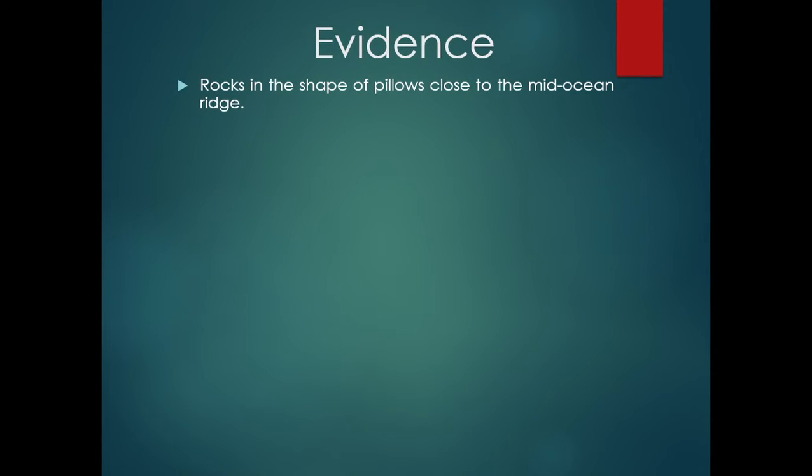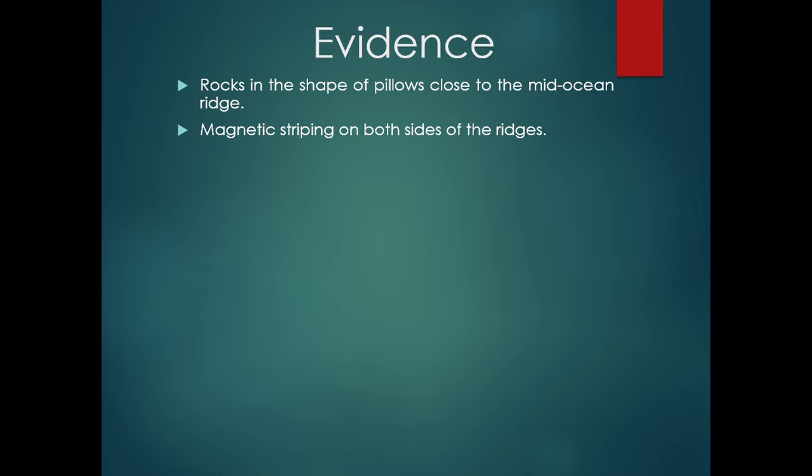And what evidence do scientists have about these theories? Well, rocks in the shapes of pillows close to the mid-ocean ridge. What is interesting is that these rocks only form when magma cools pretty quickly. Another piece of evidence is magnetic striping on both sides of the ridges.